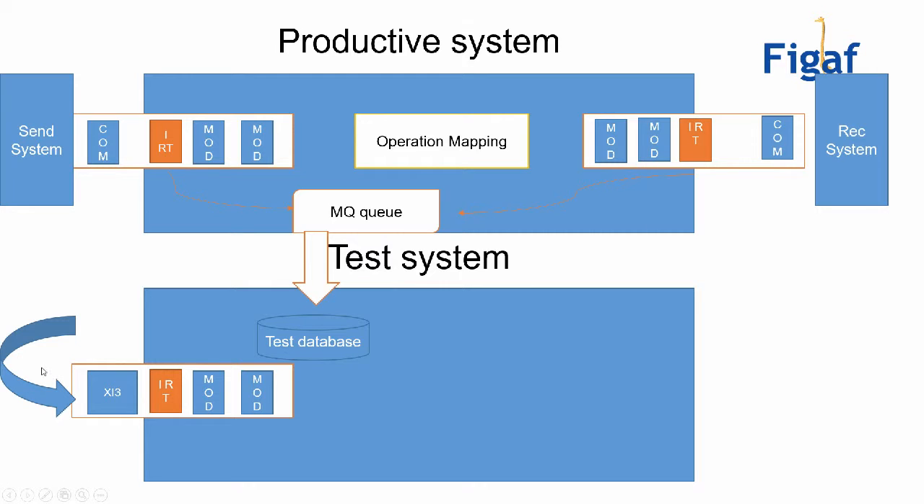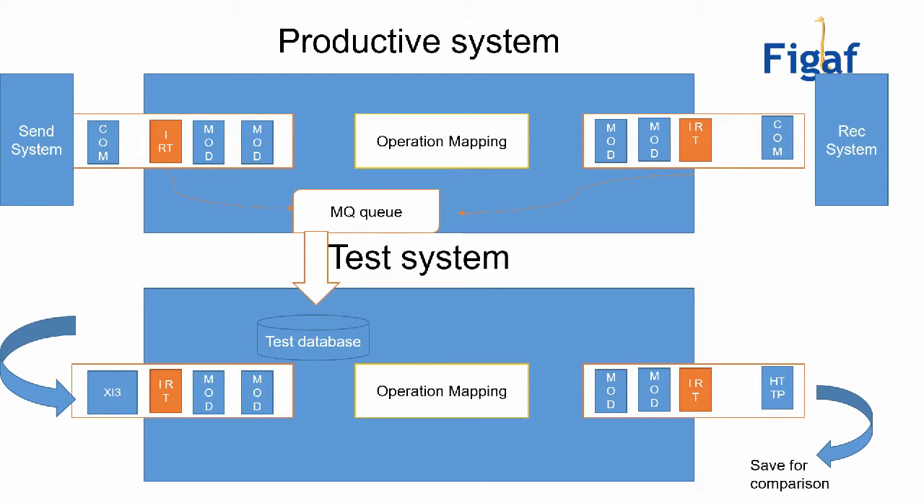So once you want to test, you send in the message through the XI3 protocol, which means we're able to reuse your existing ICO, and the messages go through all the operation mappings, all your modules, and at the end it's being picked up by our module and it's being sent to the comparison. So let me just show you how this works.